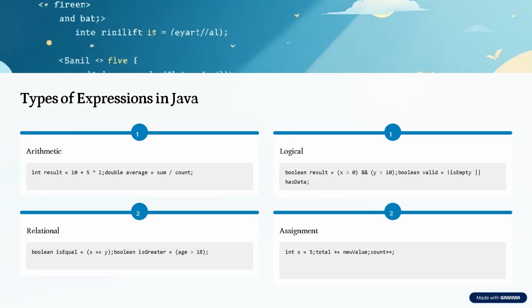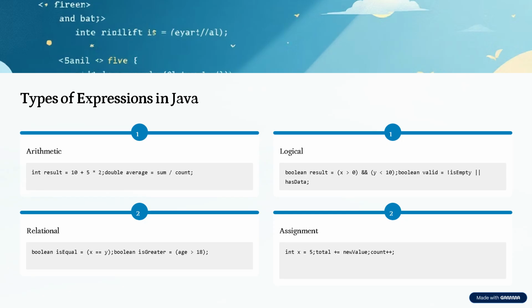Types of expressions in Java. There are four main types of expressions in Java: arithmetic expressions, relational expressions, logical expressions, and assignment expressions. Arithmetic expressions perform mathematical operations like addition, subtraction, multiplication, etc. Relational expressions compare values and return true or false. Logical expressions combine multiple conditions using operators like and, or.